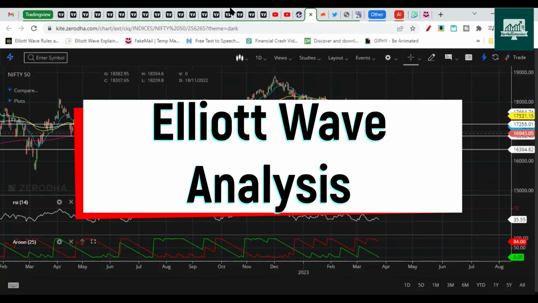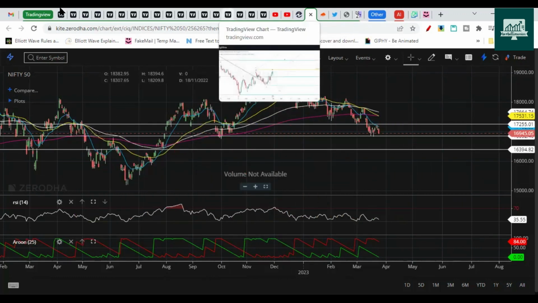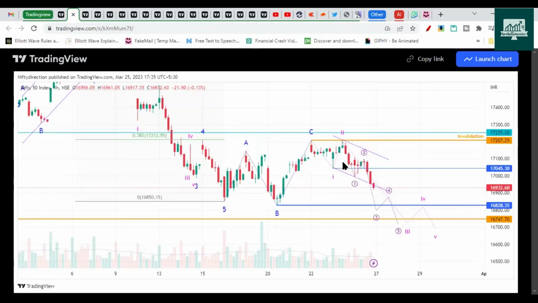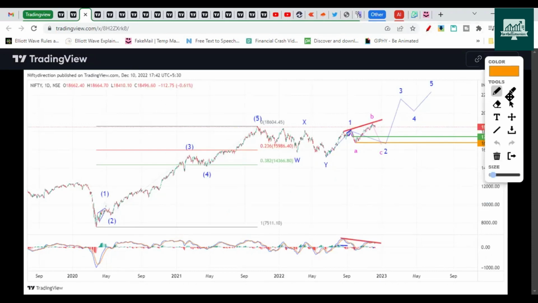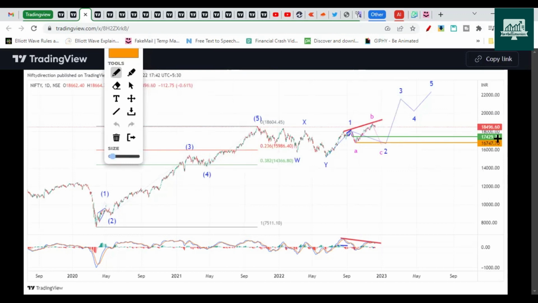Elliott Wave analysis today will be a little special. So this is our positional view. We have been discussing since December 10th that Nifty is going to drop below 16,700. So this is 16,700. We are considering this as wave 1, and wave 2 currently is in progress, breaking below 16,700.